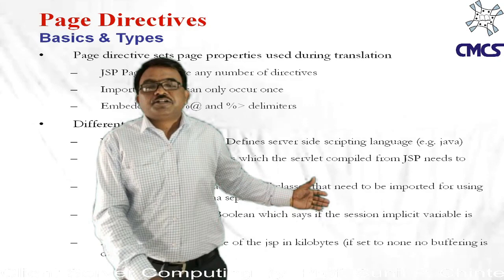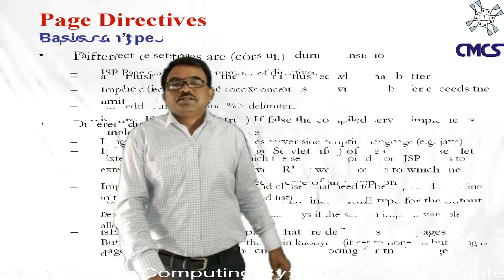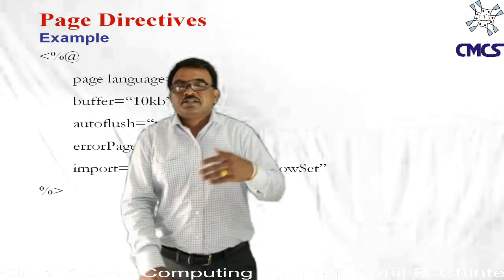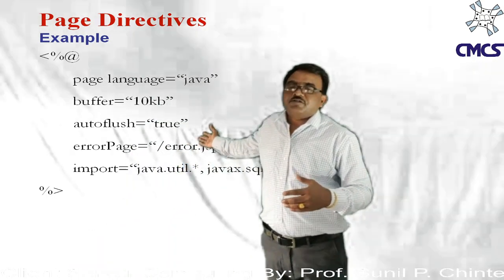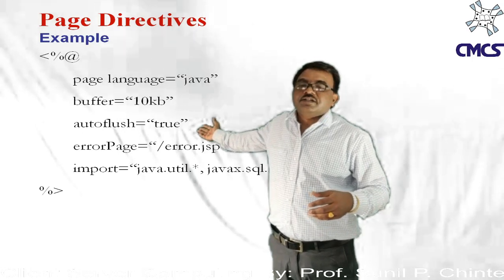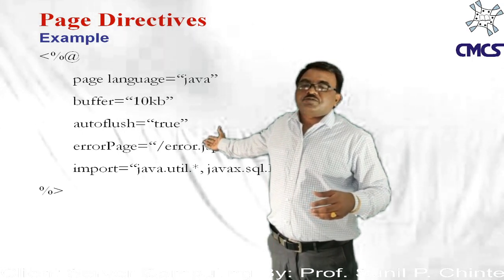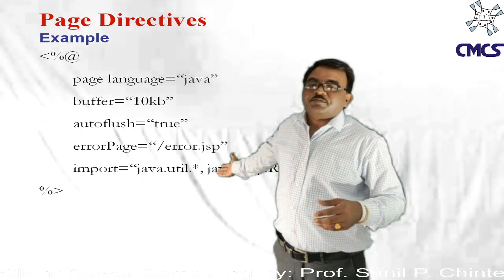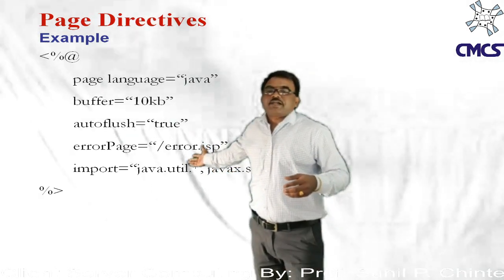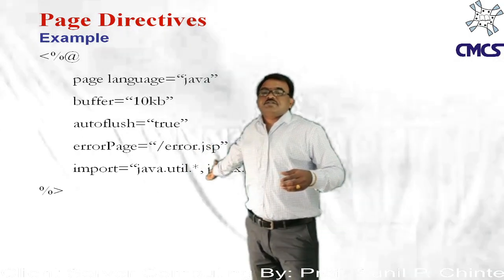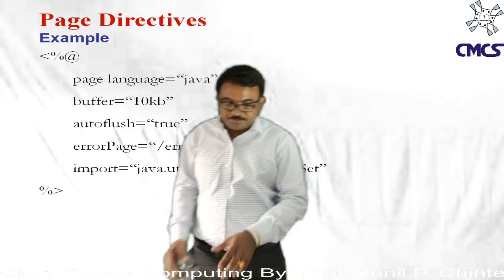These are some of the properties or attributes that can be used in the page directive. Okay, next is the example of how we can use the page directive. Here the language is Java, buffer size is 10 KB, autoFlush is true, then the errorPage, where to go. Then the import means कौन से packages or class आपको import करना है, that can all be defined in this page directive.